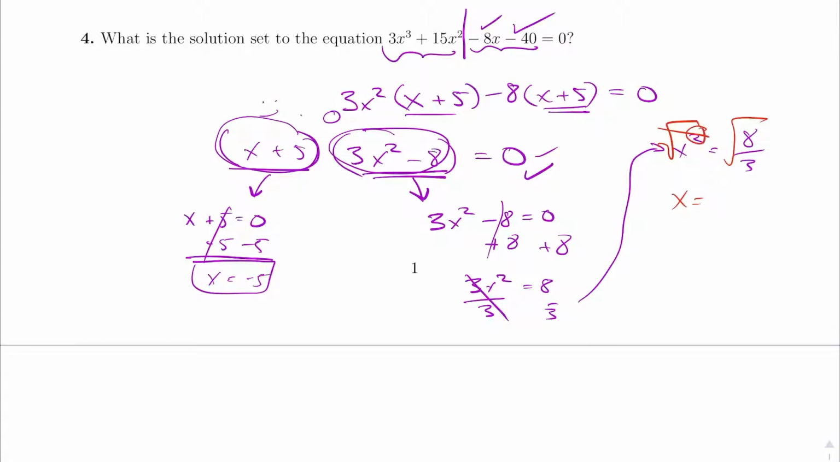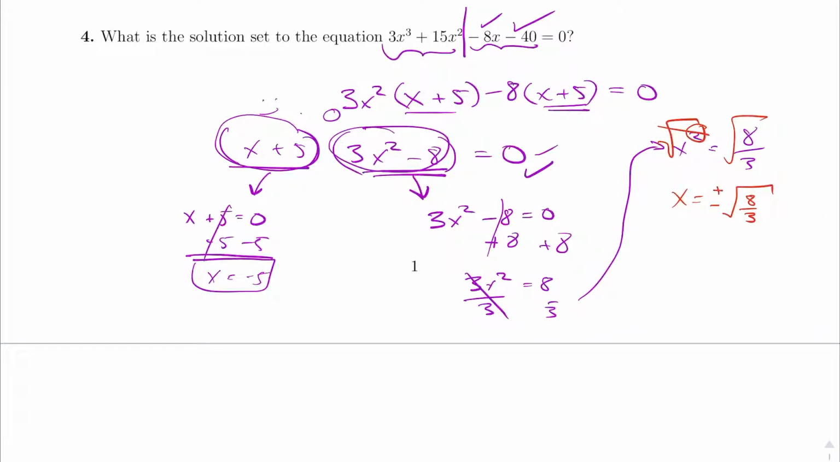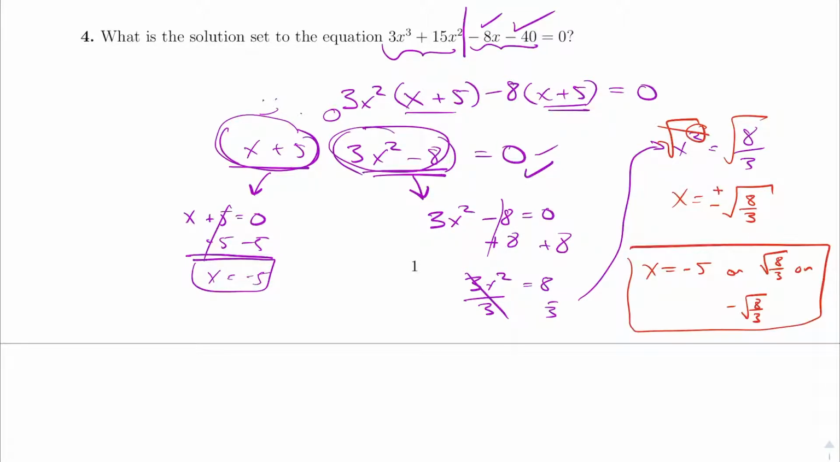Remember, square root to cancel square gives you two solutions, positive and negative square root of 8 over 3. So our three solutions to this problem are x equals negative 5, or square root of 8 over 3, or negative square root of 8 over 3. And it's nice that we get three solutions to this problem because the cube power here tells us that we expect three solutions.